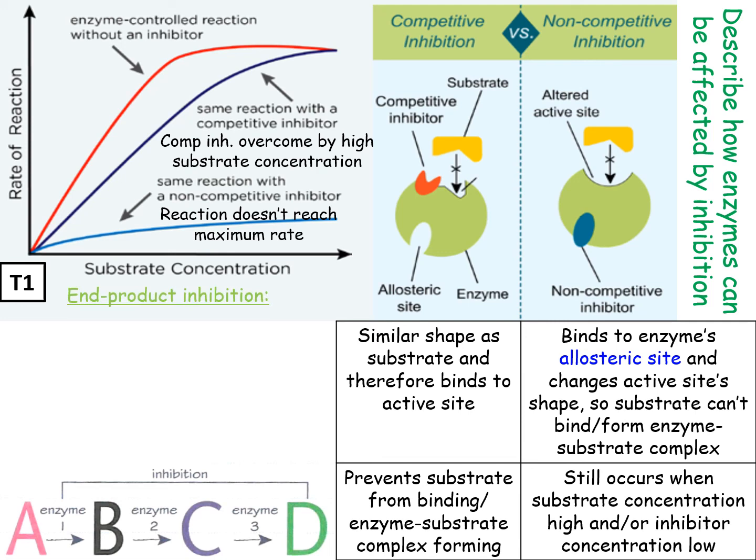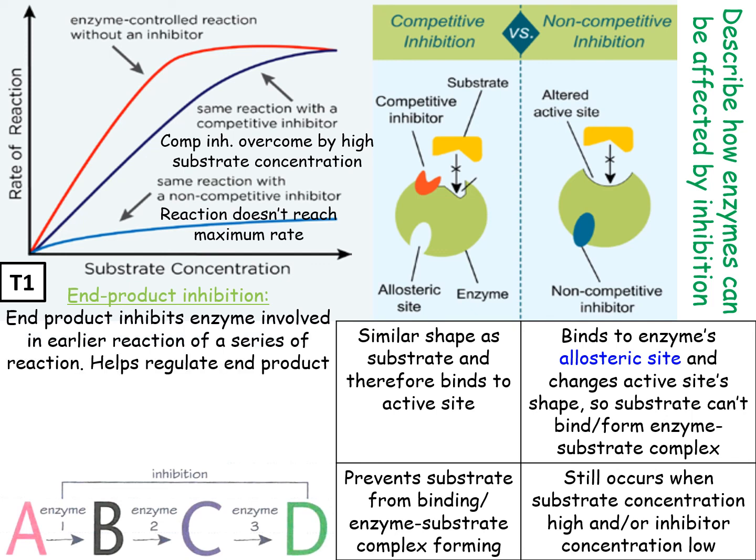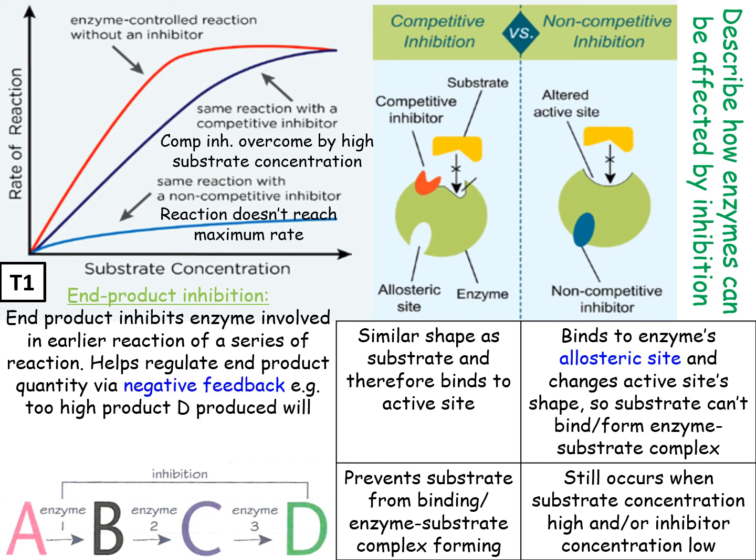And in terms of end product inhibition, the end product inhibits one of the original enzymes that catalyzes an earlier reaction. So for instance, an example would be here, an end product inhibits enzymes involved in earlier reactions of a series of reactions. And this helps regulate end product quantity via something called negative feedback.